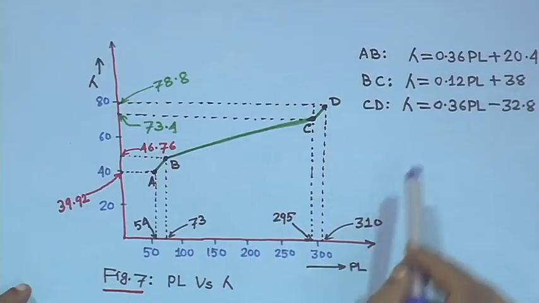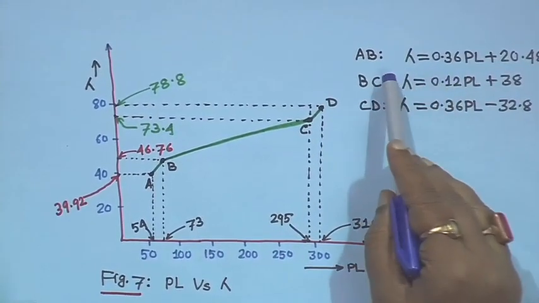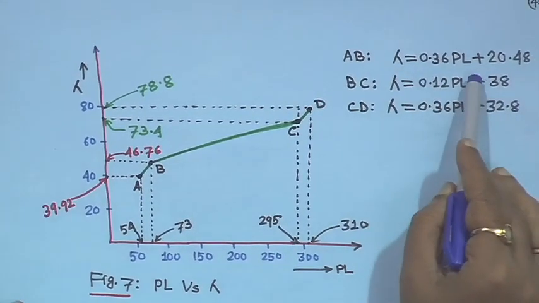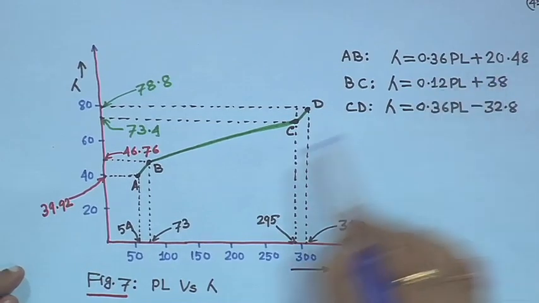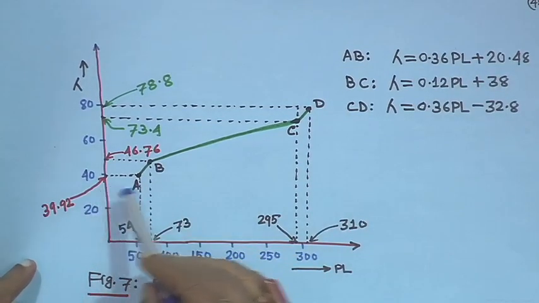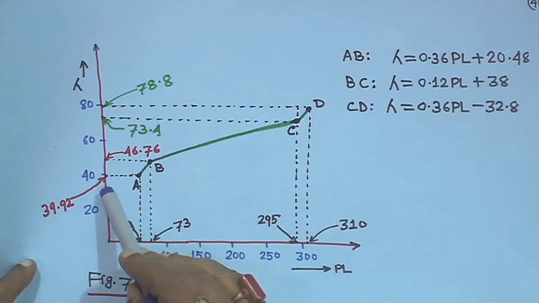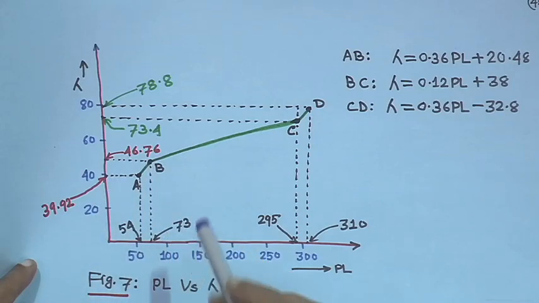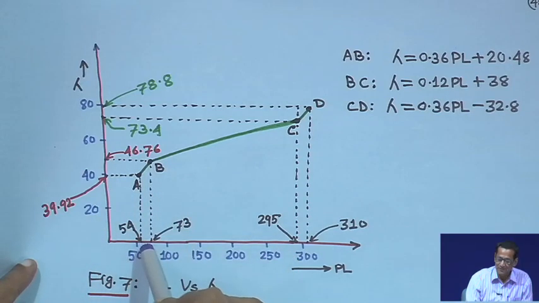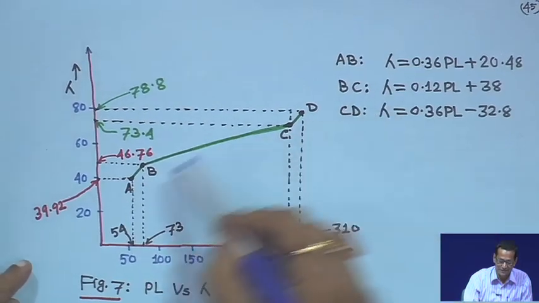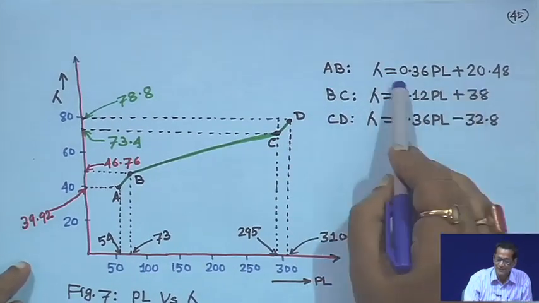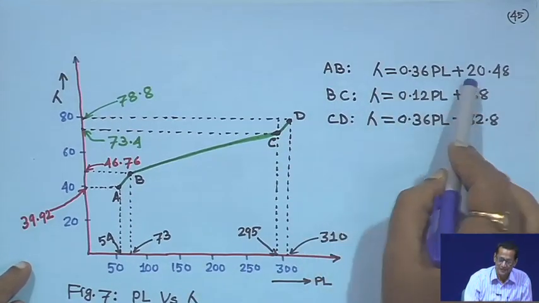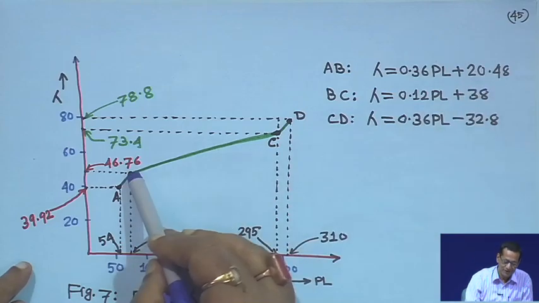Okay. So, whatever we have seen for this problem, we got that for different ranges. The curve A to B shows that lambda is in between 39.92 and 46.76, and the load is in between 54 and 73. So, this part is AB. This is a linear equation, and this part is drawn.